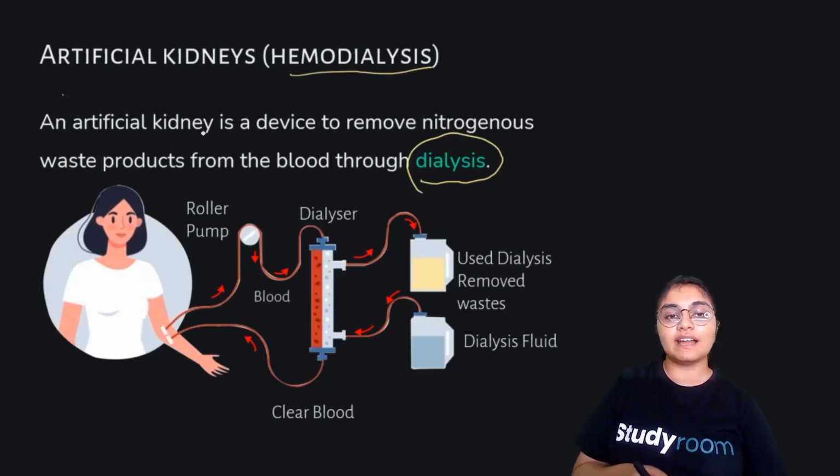So that is why we put this artificial kidney in place, and we try to remove the nitrogenous waste products from the blood, and the process that is involved is known as hemodialysis. You can see here the blood is going through this tube, and then it is going through a machine called the dialyzer. Then the nitrogenous waste product is removed, and the clear blood is then again inducted into the body. So this is how the whole process of hemodialysis occurs.